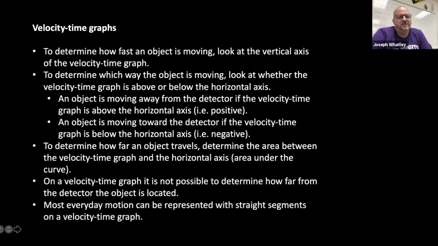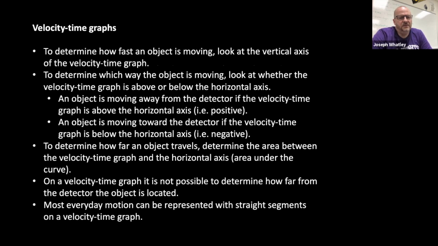To determine how fast an object is moving, look at the vertical axis of the velocity time graph. To determine which way the object is moving, look at whether the velocity time graph is above or below the horizontal axis. An object is moving away from the origin if the velocity time graph is above the horizontal axis, i.e. positive. An object is moving toward the detector if the velocity time graph is below the horizontal axis, i.e. negative.